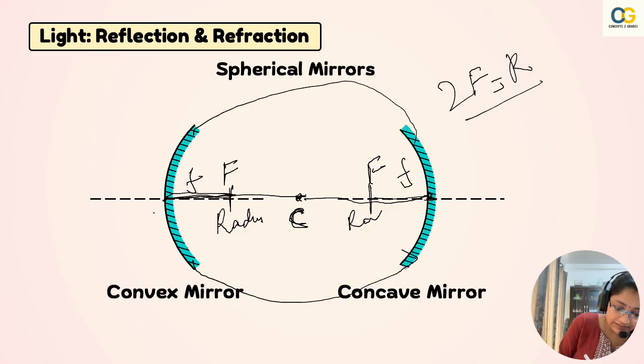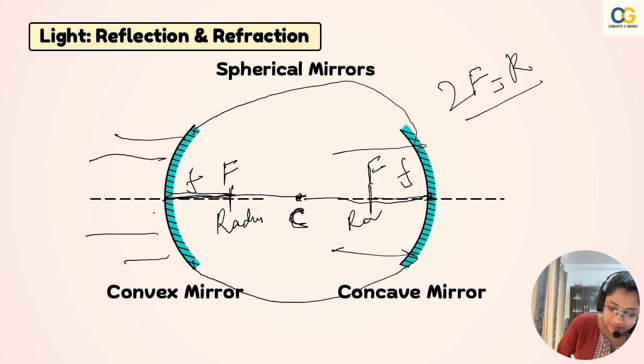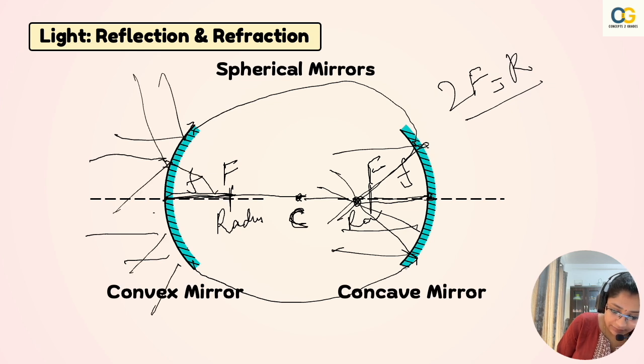All the incident rays that fall on the mirror, if I place rays on the mirror like this, for a concave mirror, they appear to converge at that point. So all the rays will converge at that point. And for a convex mirror, they get diverged but appear to merge at the focal point.